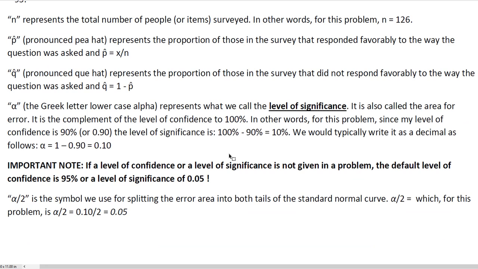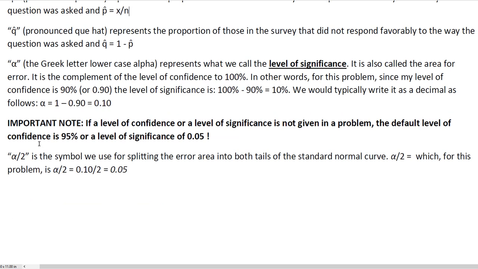It's also important to note that some of these problems won't even state a level of confidence or a level of significance. We have a default value for that. The default value for a level of confidence is always 95%. In other words, if there's no level of confidence or level of significance shown in a problem, we just use 95% for my level of confidence and 0.05 for my level of significance.